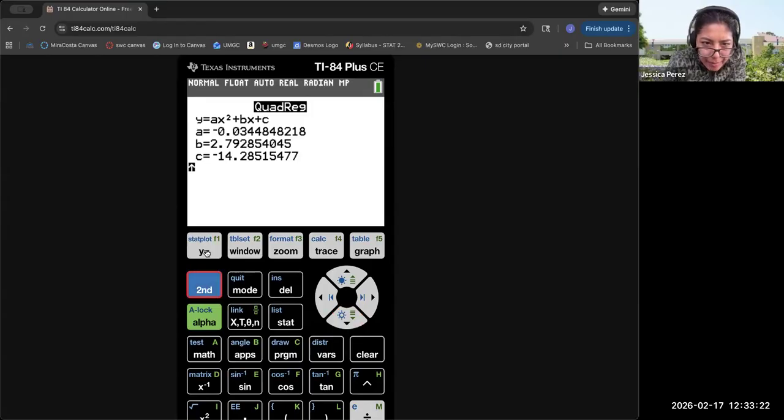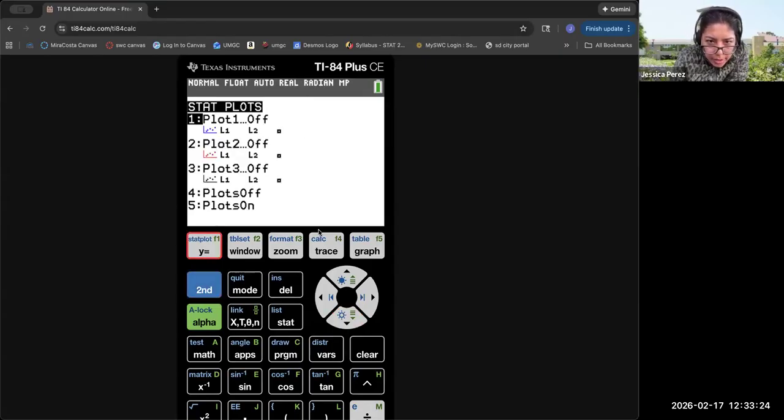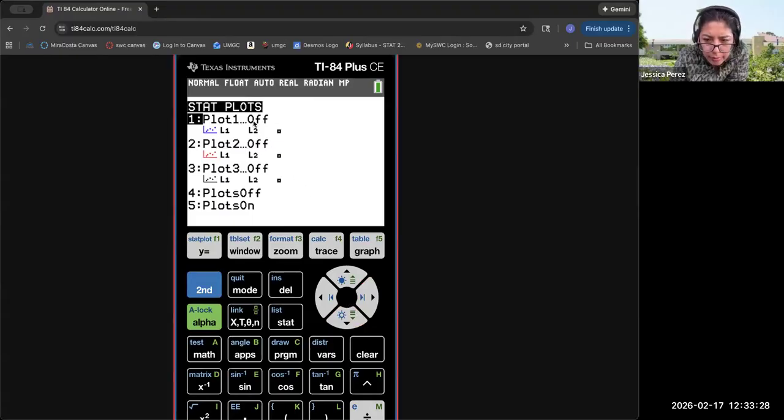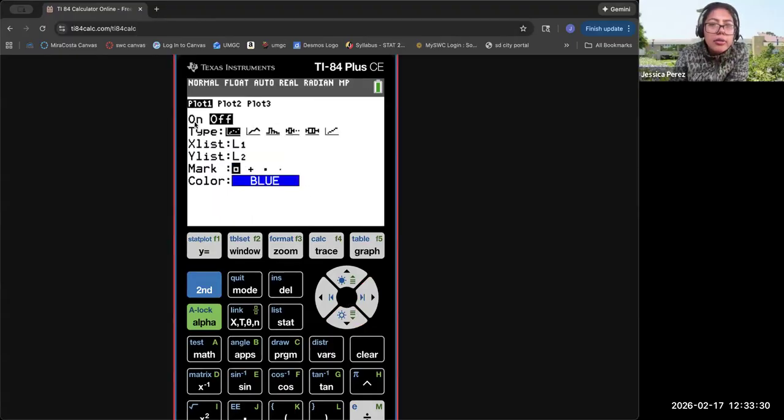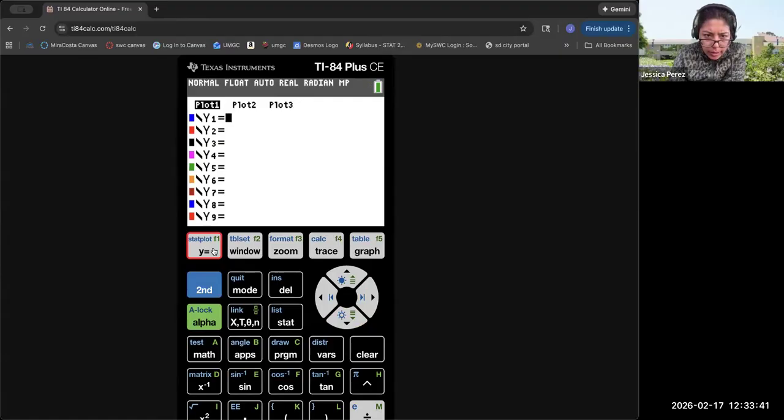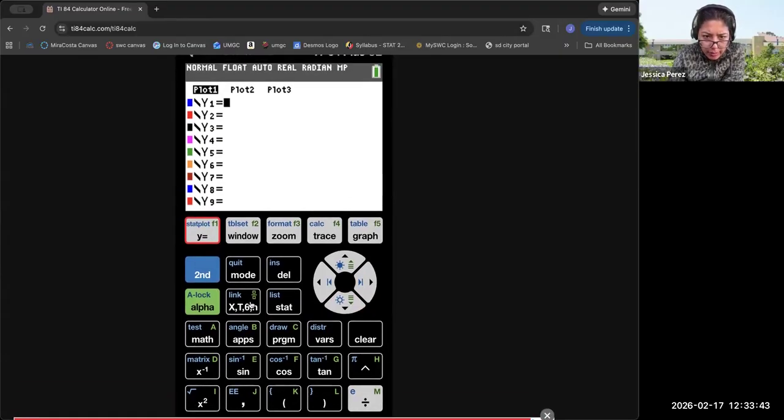Now we're interested in graphing, so we're going to go to second, stat plot. We want our plot to be on. So I want it on right here, enter. I want it on, enter, turn it on. You want to ensure it's on, and then you're going to go into y equals, and you're going to substitute that function that we just found.